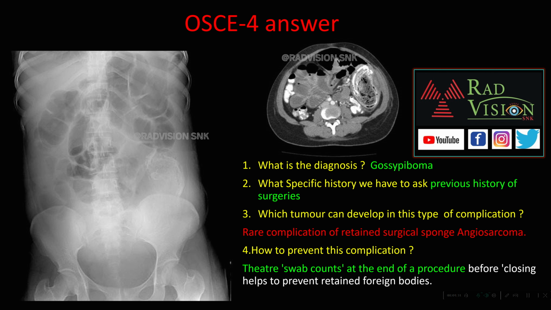And what specific history we have to ask in these type of patients? The previous history of surgeries is the specific history we have to ask. Which tumor can develop in this type of complication? The rare complication of retained surgical sponge is angiosarcoma. And how to prevent this complication? Typically we have to have the swab count, that is theater swab counts at the start of the procedure and end of the procedure, and both the swab counts should match. So we should have an absolute matching of both the swab counts before closing the abdomen to prevent this retained foreign bodies or Gossypiboma.